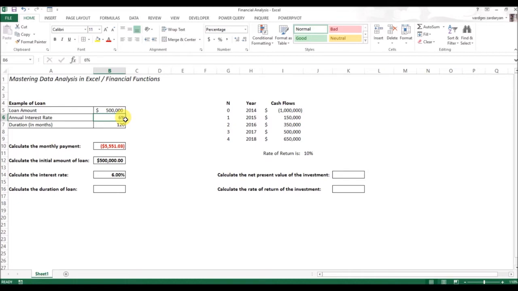And in addition, let's calculate also the duration if we have the other parameters. We will use the NPER function. Select interest rate divided by 12, payment, present value, and we got 120 months as here.